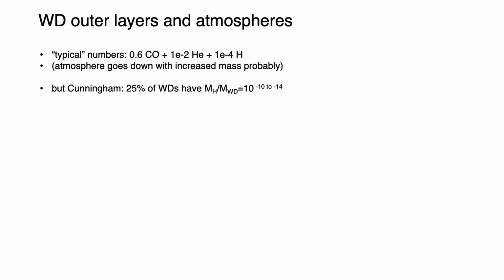Anyways, so it turns out that 10 to the minus 4 is like a guess. It's kind of like the max that you can have almost, but there's substantial evidence that many white dwarfs have a really small amount of hydrogen on them. I'm talking about 10 to the minus 10 or 10 to the minus 14. And the way you know that is that white dwarfs have convective zones that grow over time. I'll talk about this in a second.